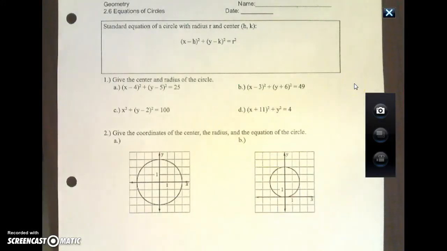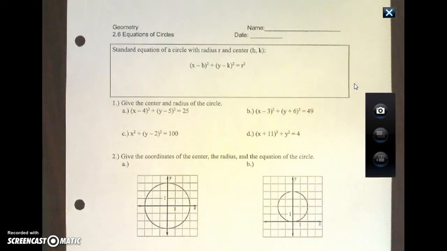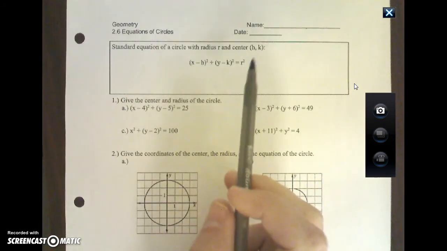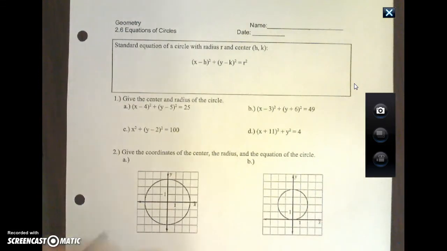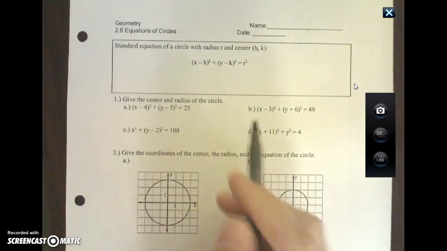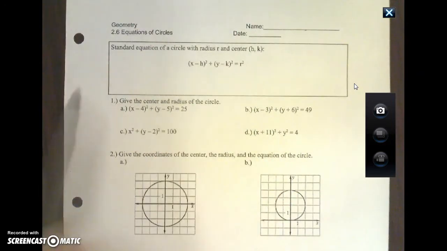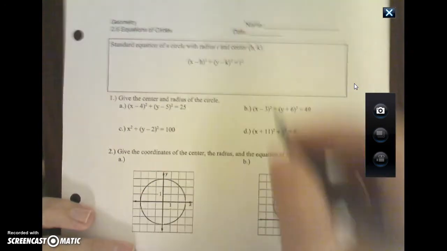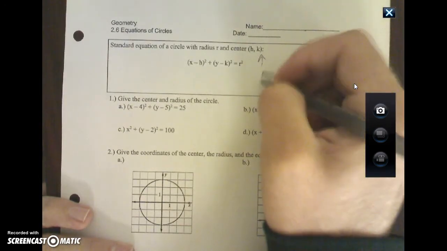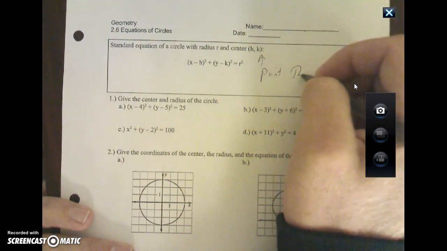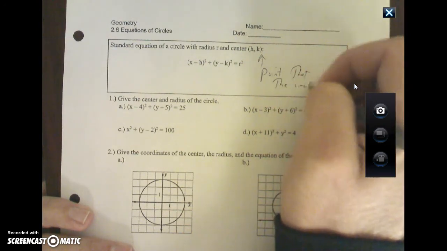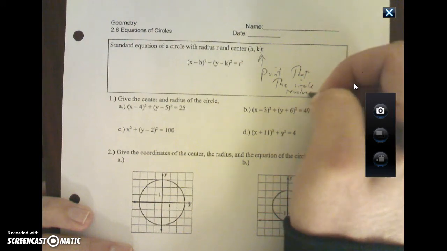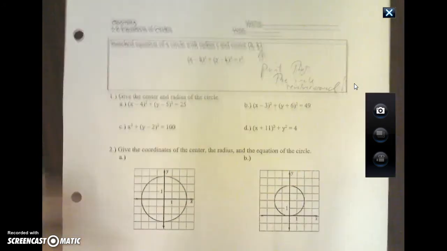Sweet, awesome. Now, the last and final section is equations of circles. As we talked about before, there's two big parts to a circle. There is the center, your h, k, the point your circle is surrounding. And there's your radius, r, the distance from the center of your circle to the outside of your circle. Important to note, h, k is the point that the circle revolves around. Okay, so you might want to take a little note there.